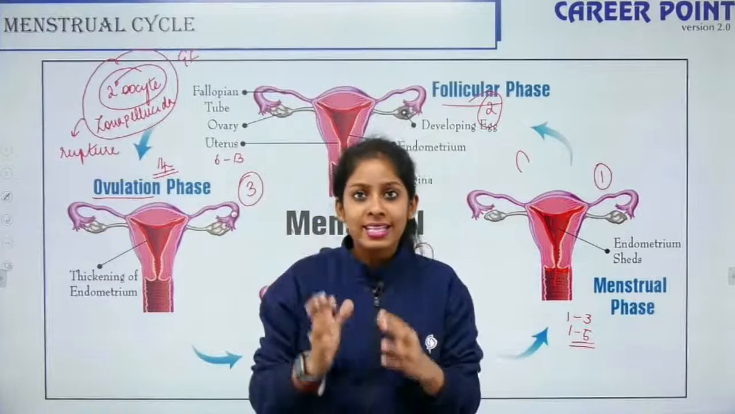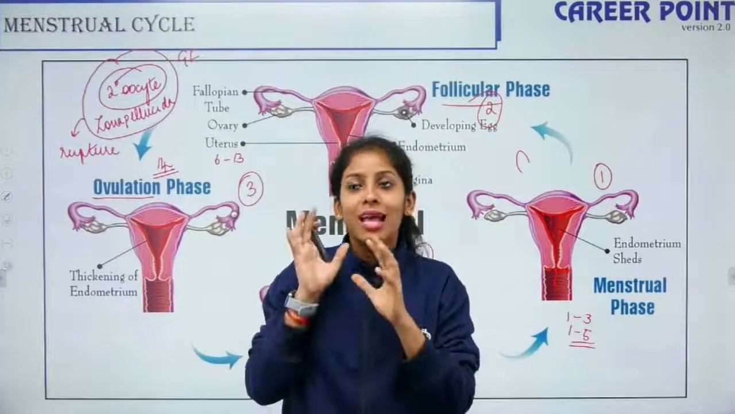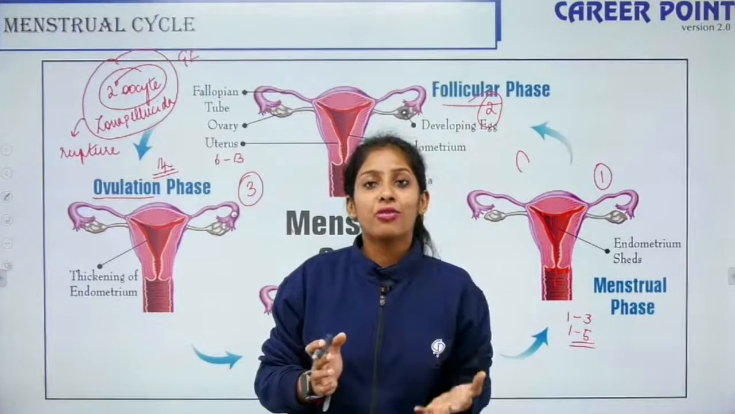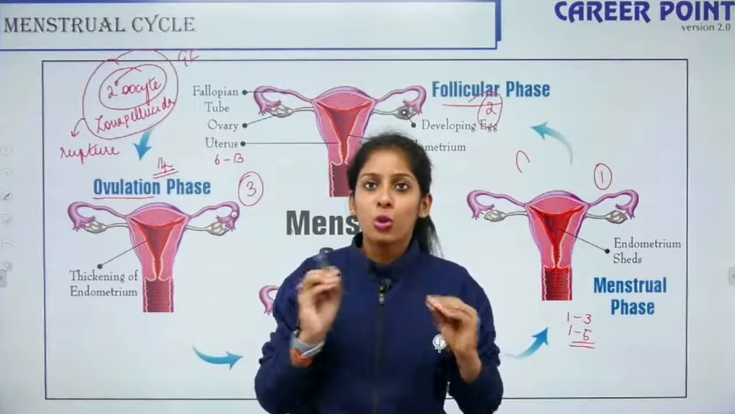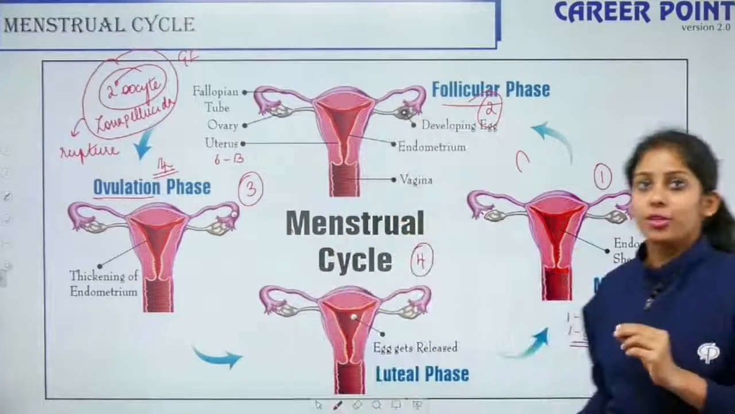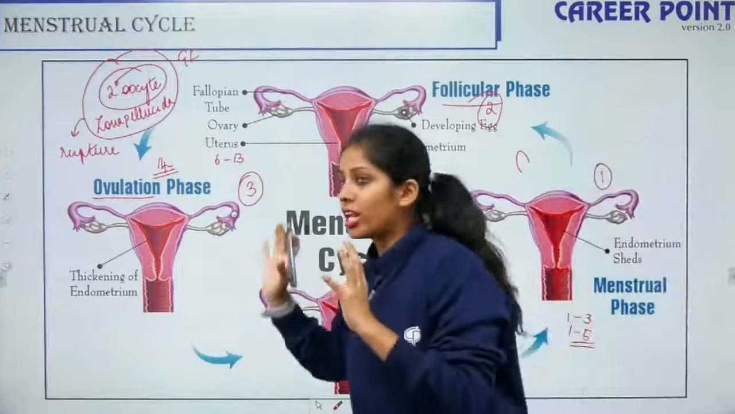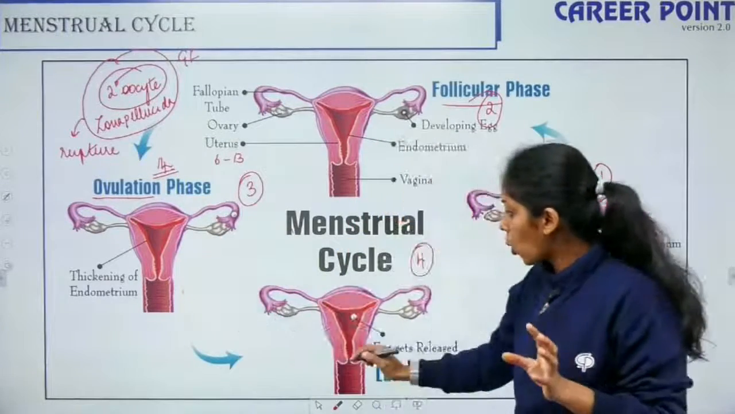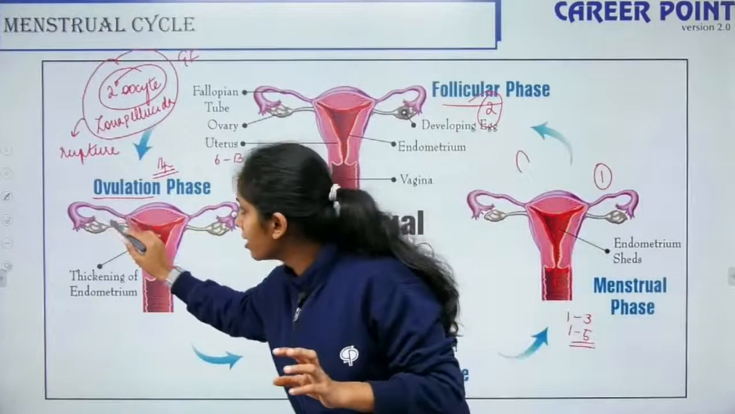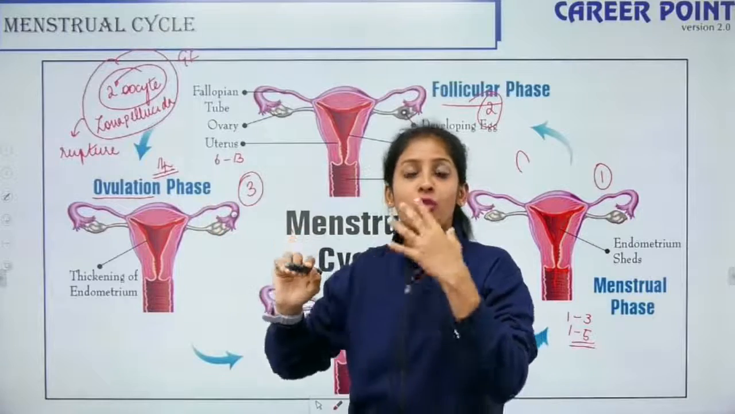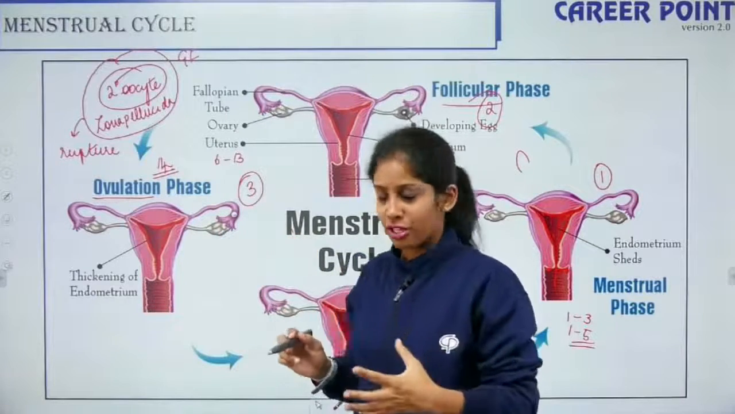Once the egg is released, it will wait in the ampullary isthmic junction for some time. Say, for example, it waits for 24 hours, and if there is no sperm that is coming to encounter it, it will next undergo the menstrual phase. So in the ovulatory phase, the ovum is released, and now the ovum has reached the ampullary region. From the ovary, it goes and reaches the ampulla, for which you have the fimbriae in the infundibulum, right?